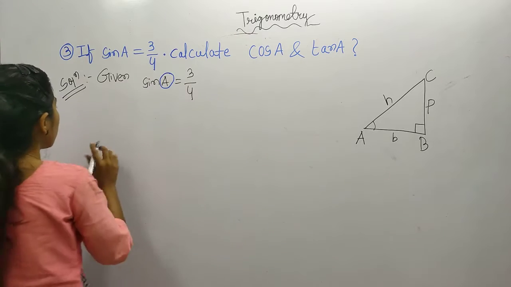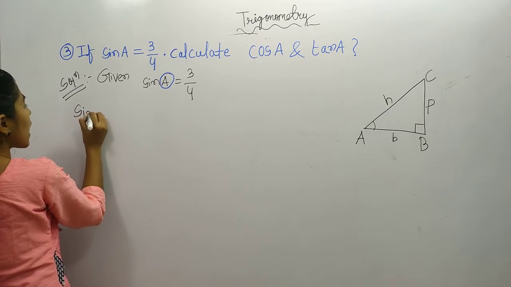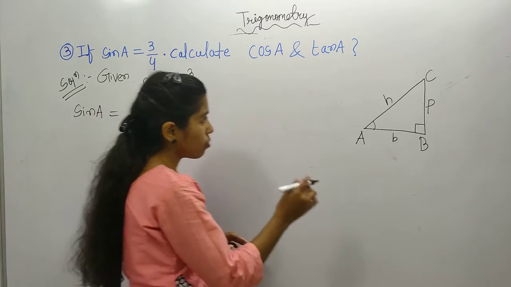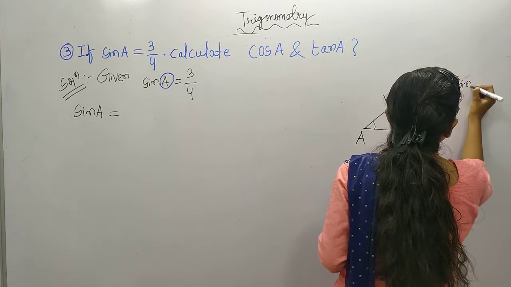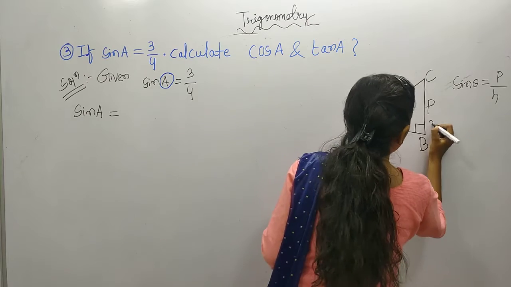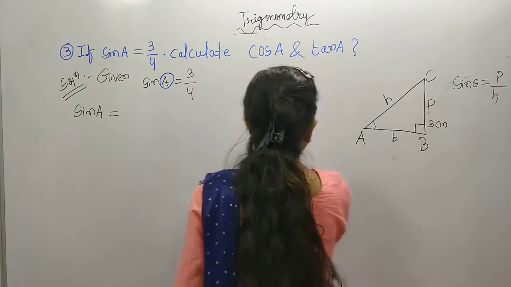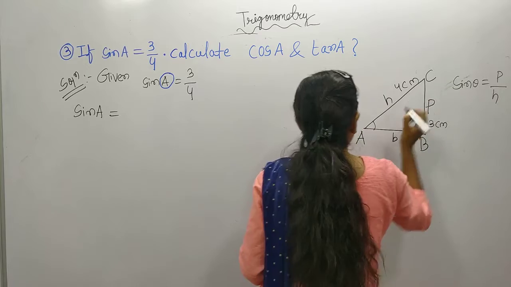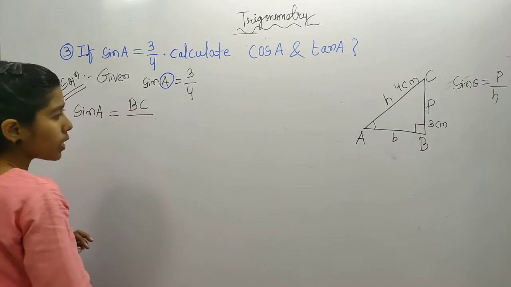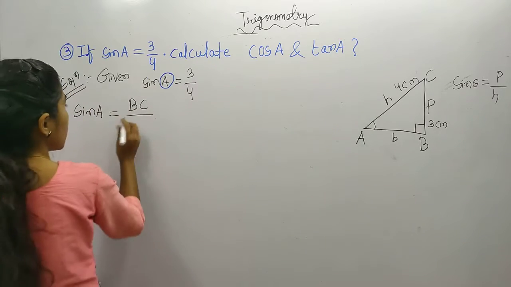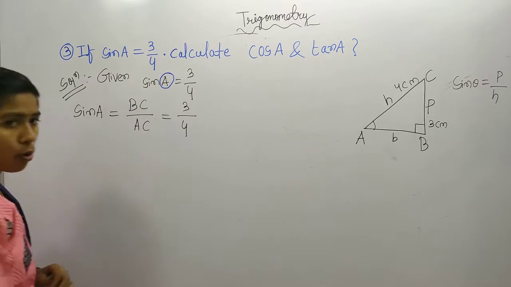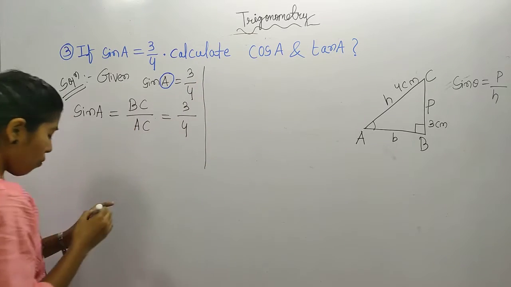So first we will write sin A. What is the formula of sin theta? P by H. You write here sin theta equals P by H. So P is 3 cm and hypotenuse is 4 cm, right? So perpendicular is BC divided by hypotenuse, which is AC. So BC is 3 and AC is 4. Over. Next, what do we have to do?